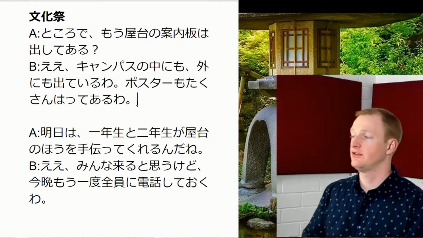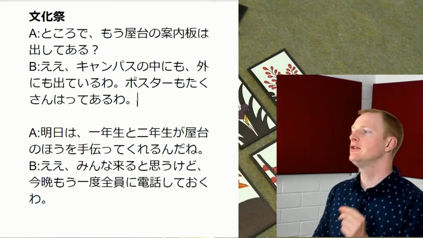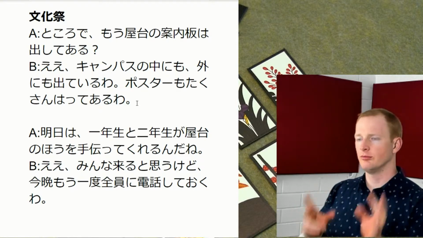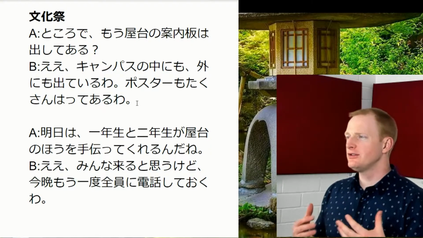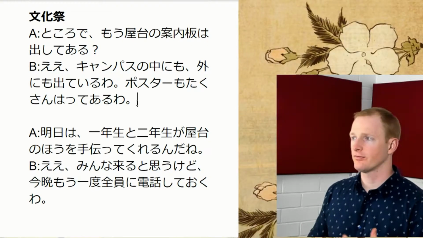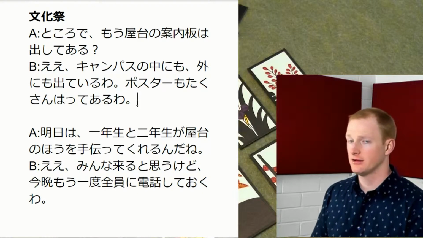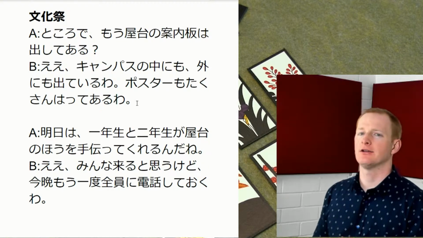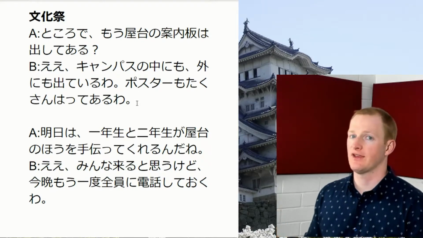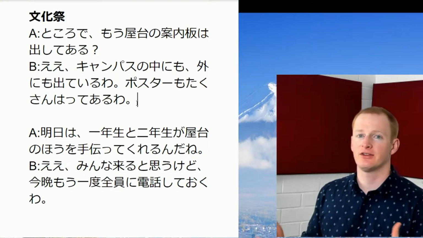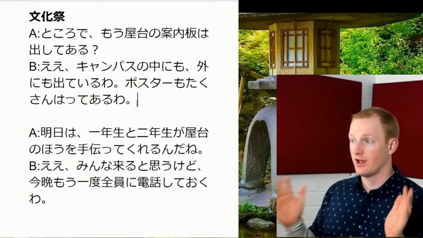Alright, so we see we've got quite a few usages of aru, right? So A-san says, Tokoro de. So by the way, mo yattai no annai ban. Alright, so the information board for the yattai wa dashite aru. Okay, so he could just say, you know, dashita, all right? And then it's kind of like asking a direct question to B, right? Have you put it out? Okay, but when we say dashite aru, A doesn't really care who puts the board out. He just wants to know if it's out or not. So when it's dashite aru, it's kind of saying, has it been put out already? Has it been done? I don't care who's done it, has it been done, right?